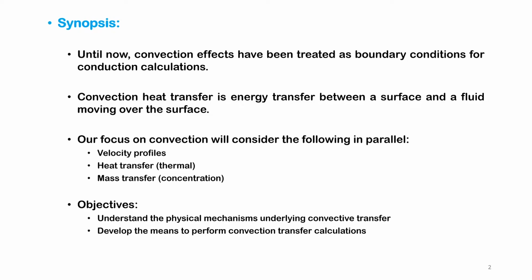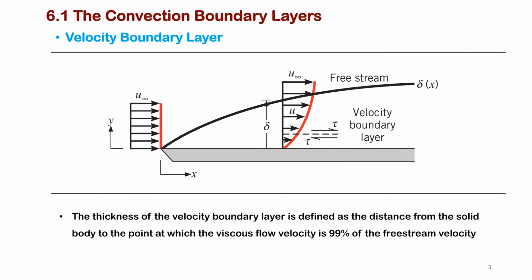Okay, so to be able to understand the significance of h, we need to understand the boundary layers. So velocity boundary layer, heat boundary layer or thermal boundary layer, and mass transfer. So these will be our main focus in chapter 6. So let's start to talk about the velocity boundary layer.